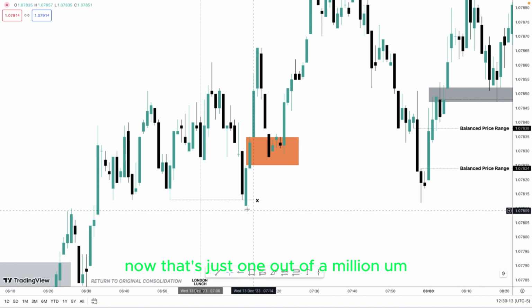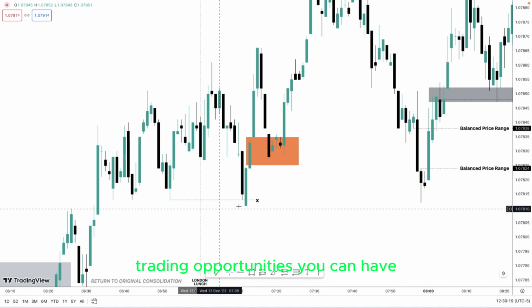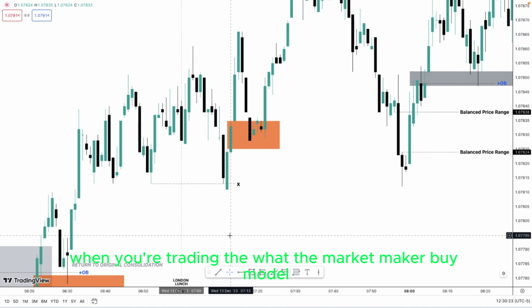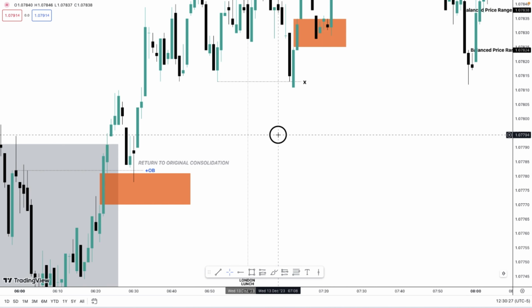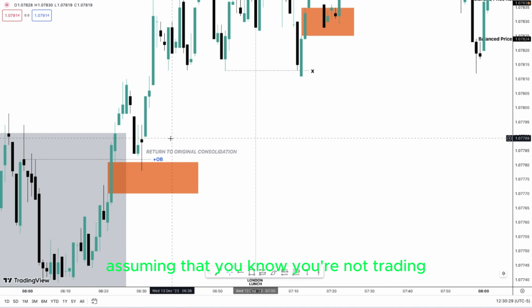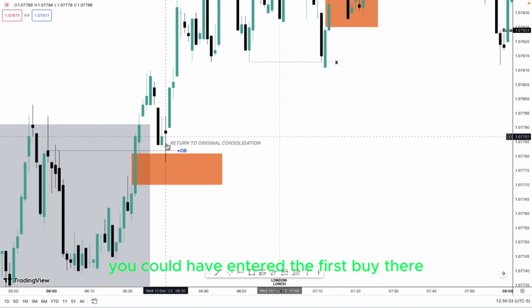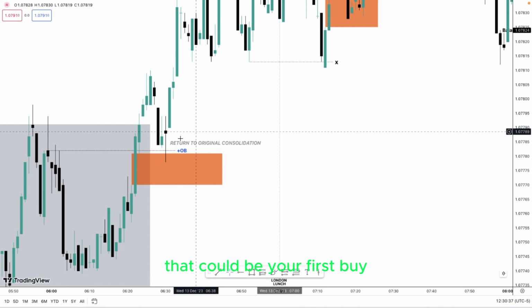Now, that's just one out of a million trading opportunities you can have when you're trading the market maker buy model. Because remember, assuming that you are able to see this, you could have entered the first buy there, right? The return to original consolidation. That could be your first buy.